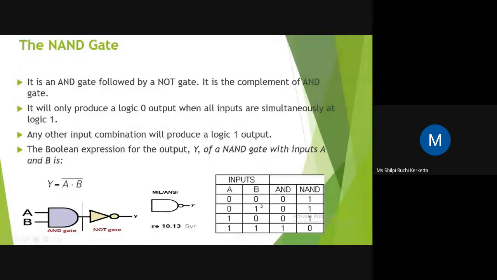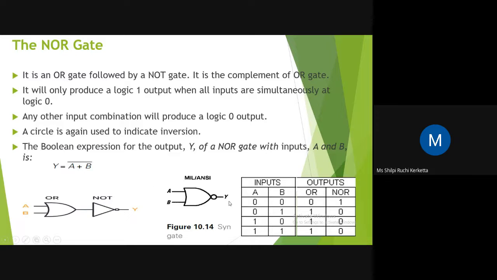So for 0 0 we are getting a 1. For 1 0 we are getting a 1. Sorry, for 0 1 we are getting a 1. For 1 0 we are getting a 1. And for 1 1 we are getting a 0. This is the NAND gate truth table. And this is the NOR gate truth table. Only for 0 0 we are getting a 1. For all other cases we are getting a 0. You remember this, NAND and NOR gate. Yes, ma'am. Okay. So these are the basic gates. We are using NAND and NOR gates for making our memory.